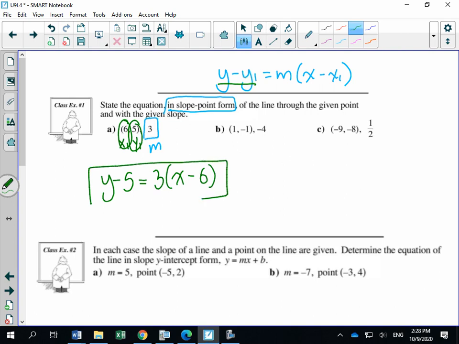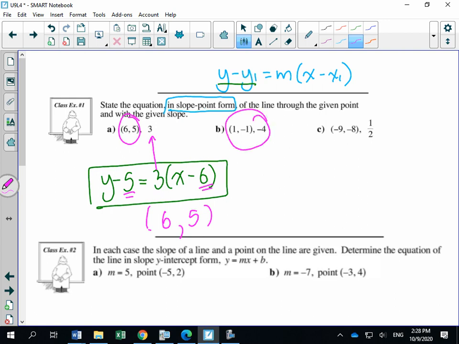This would be your final answer, and that's the equation of your line. And let's double check some things. So what is the slope? The slope is in front of your bracket, which is 3. What is your point? Instead of -6, my point is at 6, and my y-coordinate is at 5, and that matches this.